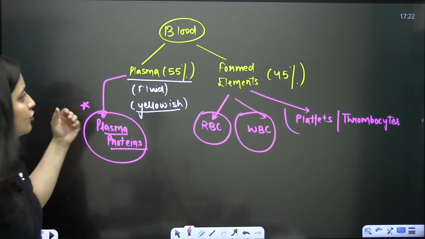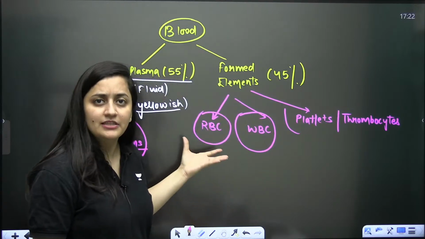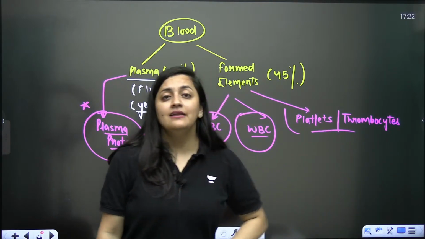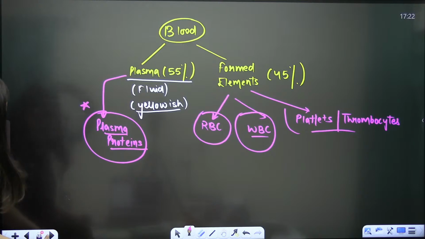Clear? So you know the role of the blood. It helps in the transport of gases; RBC plays the role there, as it has the hemoglobin. WBCs are going to fight infection. Platelets help in blood clotting. Clear, bache?